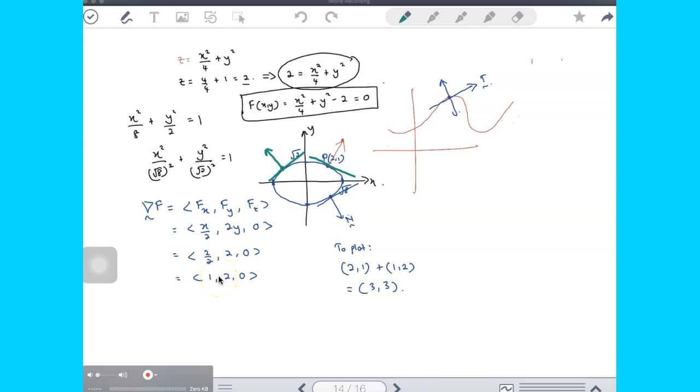Okay, that is about the normal vector. But we still don't have an example about the unit normal vector, which you can see in the next video.